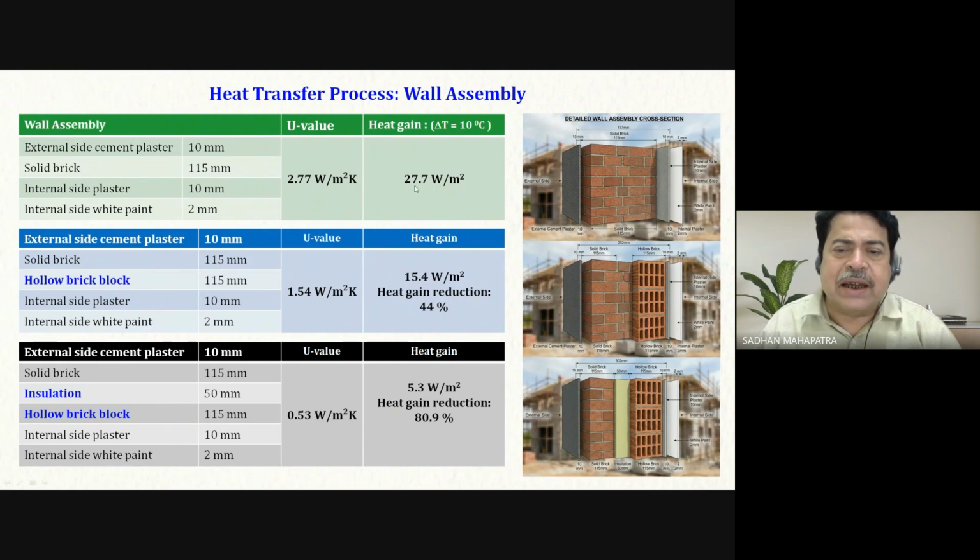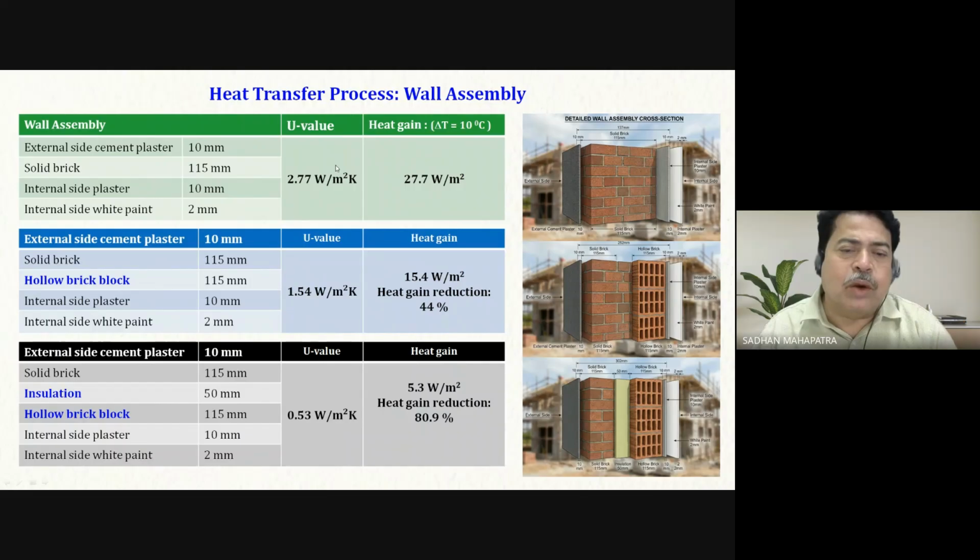Now heat gain is calculated as Q is equal to U, this U, into A, area, into delta T. Now area I am not considering because I have written per meter square. So basically Q is equal to U into delta T. Now U is 2.77 into delta T 10, so 27.7. 1.54 into 10, so 15.4. 0.53 into 10, so 5.3.